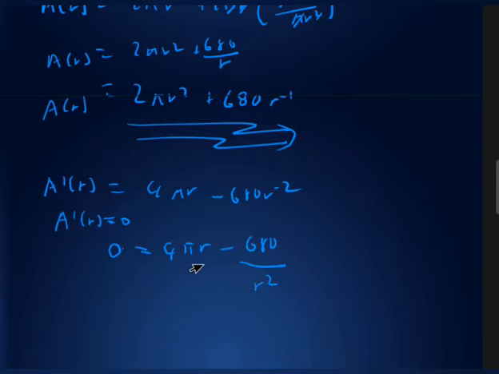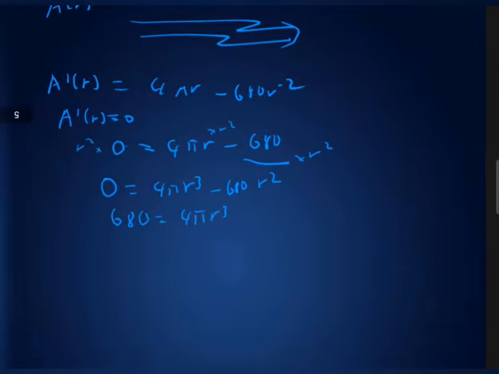We have to multiply everything by the LCD, right? Notice that here it's just over 1, so therefore the LCD is just r squared. So we're going to multiply everything by r squared in order to get rid of the r squared at the bottom. This is going to be 0, and then we're going to have 4 pi r cubed, because same base we add exponents. And then this is going to be minus 680. So we take this to the other side. We're going to have 680 is equal to 4 pi r cubed.